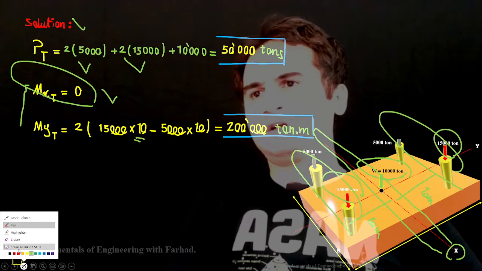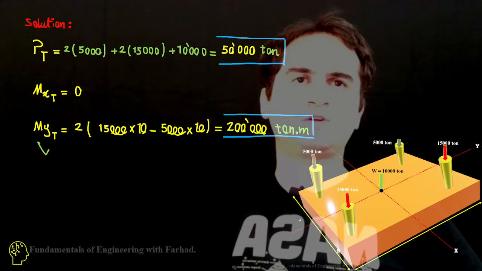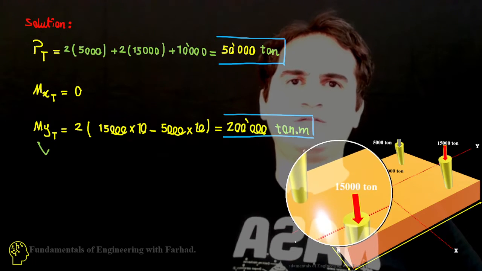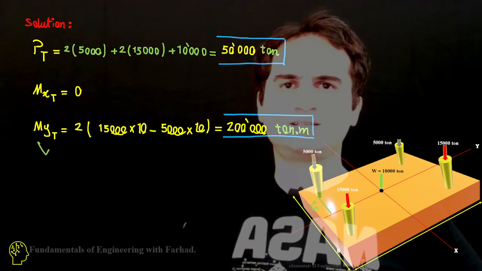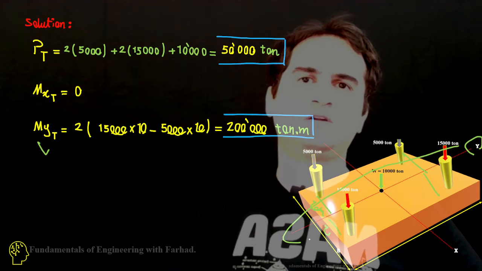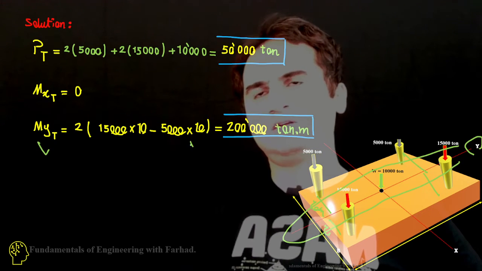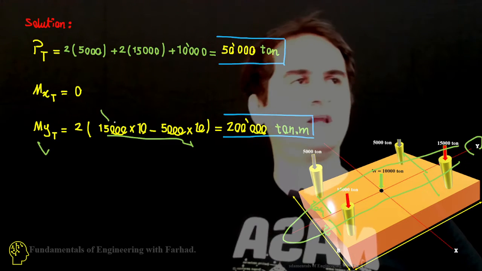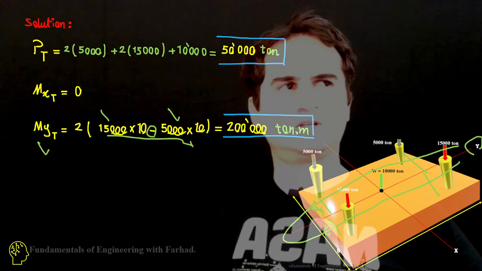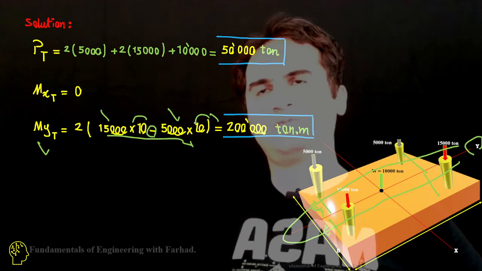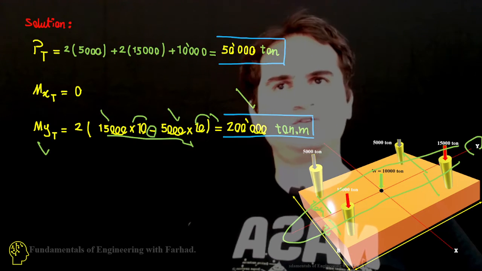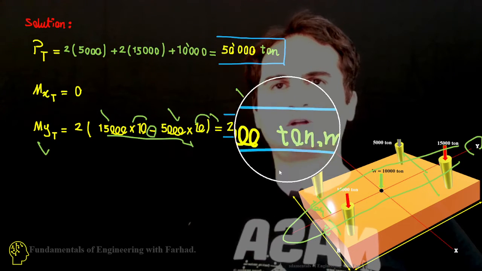But if you take a closer look at the moment about the y-axis, now there is a difference between 5,000 and 15,000. Each of their distances is 10 meters, and on each side of the y-axis we do have two of them. So that's two times the difference between the 15,000 filled silos and the empty silos on the other side, times the distance, which creates the moment of these forces. If you compute it, it gives you 200,000 tons meter.